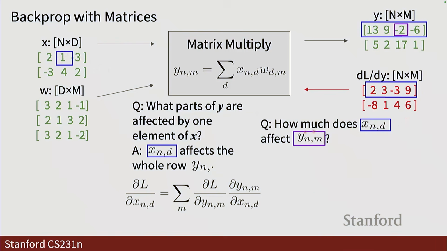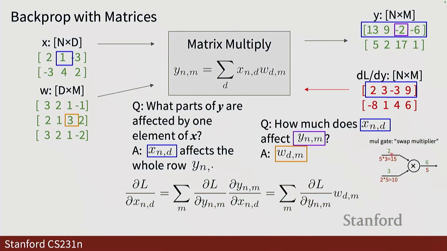In multiply gates, it should be a swap, right? So whatever the answer to this question is, it is a value in W. Remember that we had this multiplication gate, which was a swap multiplier. So there is a swap happening here. The value of X affecting one of the elements in Y is going to depend on a W that is in row d, defined by the X matrix, and column m, defined by the Y matrix.